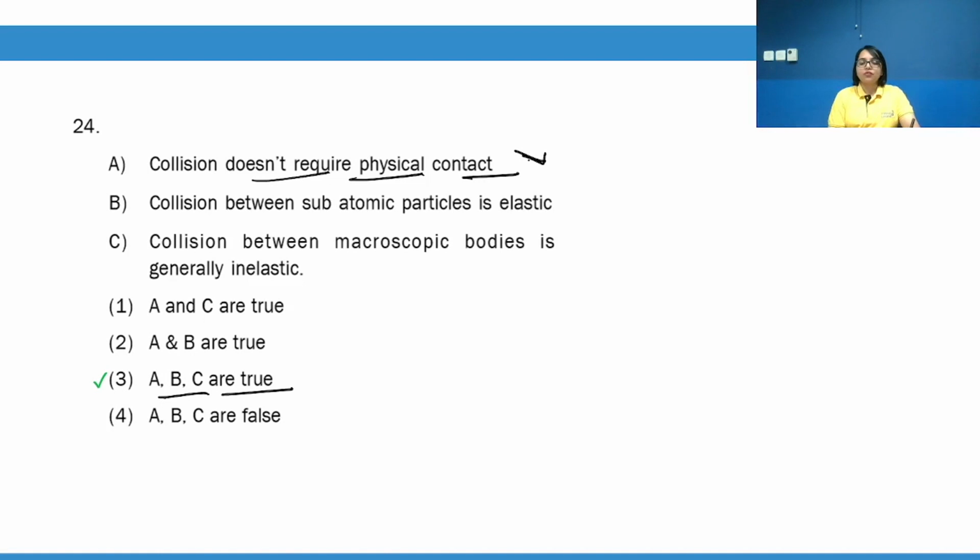Like in electrostatic force, collision is the event which can change the momentum of the bodies, right? So without contact, you can also change the momentum of the body with non-contact forces. Collision between subatomic particles is considered elastic, and collision between macroscopic bodies is generally inelastic. So all these three statements are true. So the correct answer is option 3.